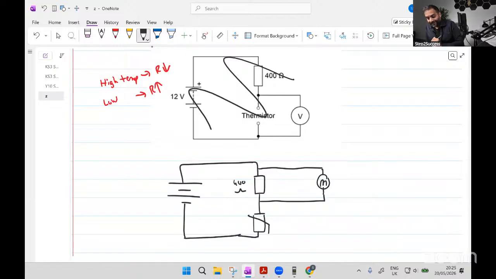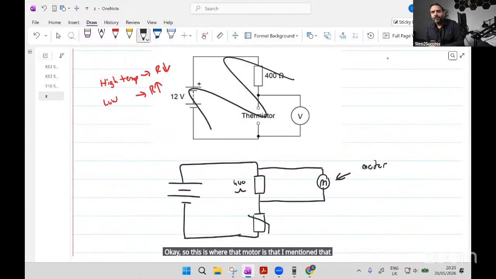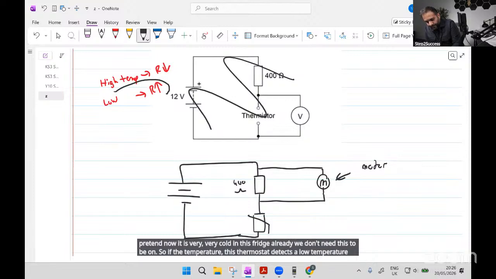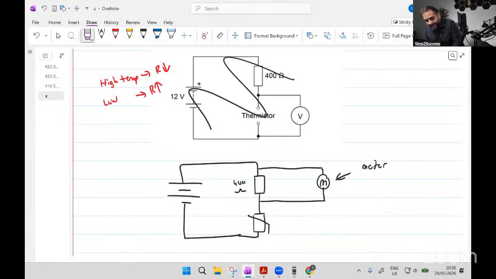Okay, so this is the circuit. This is where that motor is that I mentioned that will turn on when it gets too hot. So let's pretend now it is very, very cold in this fridge. Already we don't need this to be on. So if this thermistor detects a low temperature, its resistance will go up.